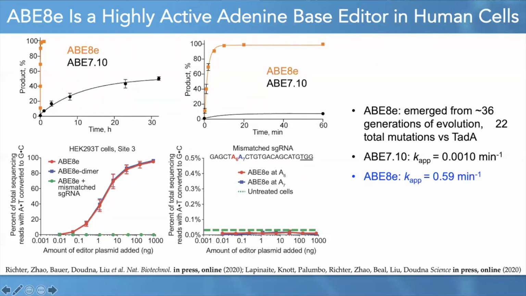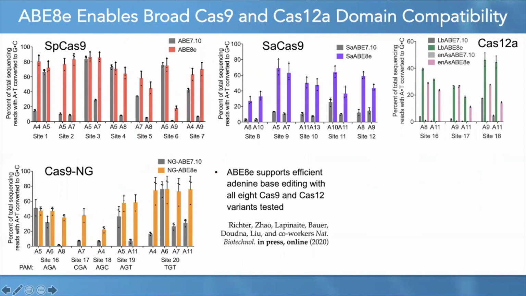In addition to its improved activity, the evolved deoxyadenosine deaminase domain of ABE8e overcame limitations of ABE 7.10, namely the incompatibility of the original ABE 7.10 deoxyadenosine deaminase domain with Cas domains other than SpCas9. Michelle and Kevin observed improved ABE8e activity over ABE 7.10 with all of the alternate Cas domains they tested. This included Cas9 homologs, Cas12a variants, and engineered Cas9-NG variants, many of which were not compatible with the original ABE 7.10.